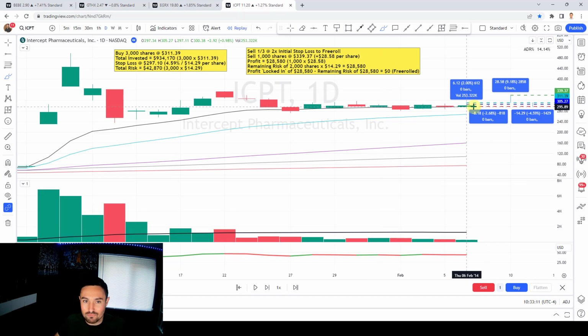So then you start getting really tight. Not you, but the stock starts getting really tight here. So you get this, what I call trigger bar action. It's a really tight bar.